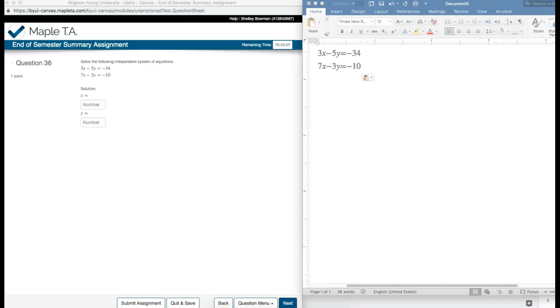LTA End of Semester Summary Assignment question number 36. Solve the following independent system of equations. 3x minus 5y equals negative 34, and 7x minus 3y equals negative 10.